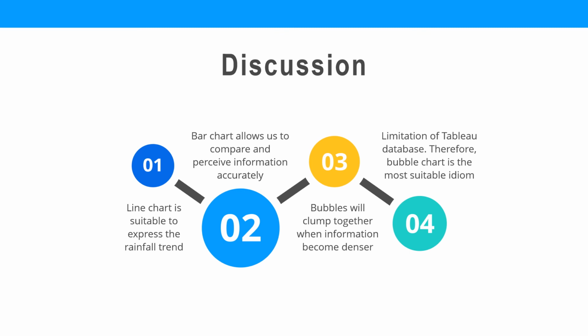Why? When bubble charts are superimposed on the map, the partition of states is blocked. Imagine if we have a larger dataset, then the information will become denser where many bubbles will clump together. The labels of the locations may be difficult to read too. To avoid this, choropleth is a good solution. But due to the limitations of Tableau's database, Tableau cannot recognize most of the states in Australia. Thus, currently bubble chart is the most suitable idiom.